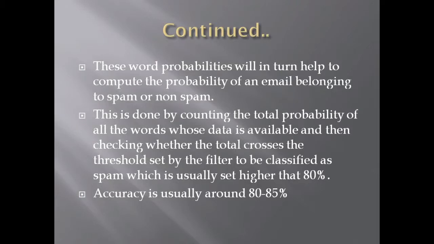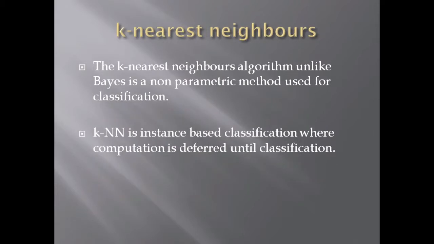The naive Bayes filter accuracy is usually around 80 to 85%, and that is pretty good. It is a linear algorithm, so its complexity is also very good. Usually the time taken by the naive Bayes classifier is less. So let's see the next algorithm, which is k nearest neighbors.